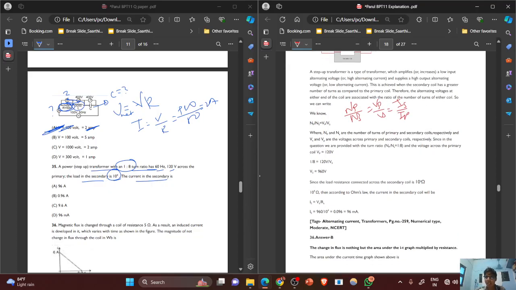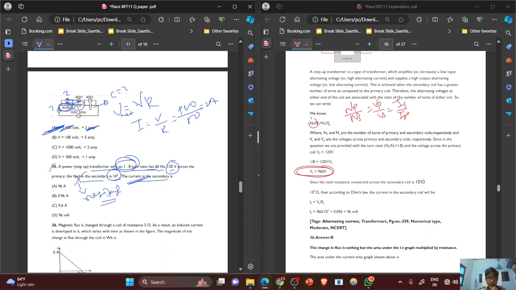As you can see, these are N P, the number of turns in the primary, N S, the number of turns in the secondary, the potential across the primary, and the potential across the secondary. Here the turns ratio is given, the potential in one is given, so you can calculate the potential in the other, that is V S in the secondary. Now, what is it asking? The current in the secondary. So the load resistance in the secondary is 10 to the power 4. Actually it is wrongly mentioned here. Load resistance.